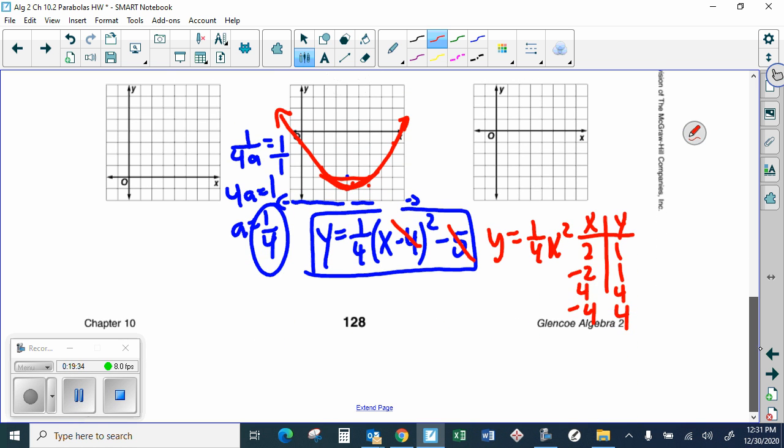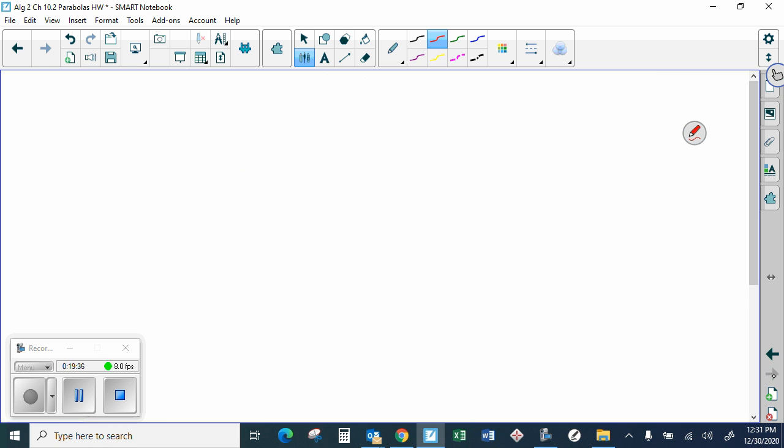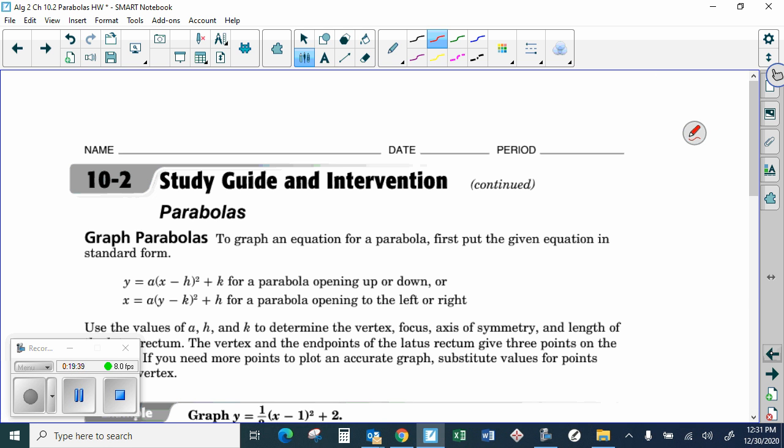Okay. And that goes, oh, is that the second page or the first page? That is the second page, right? Yes. Okay, 19 minutes.